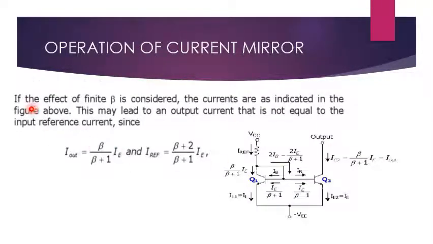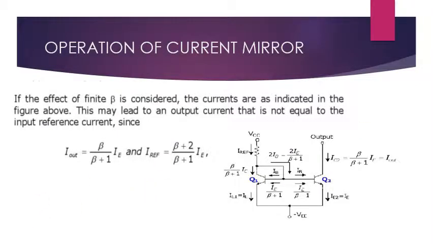Now actually, if the effect of finite beta is considered, what is beta? Beta is nothing but your current gain. The currents are indicated in the figure. See how I have indicated here. This may lead to an output current that is not equal to the input reference current. I output equals beta by beta plus 1 into IE, but the reference is twice beta plus 2 by beta plus 1 into IE. I am going to explain this relationship in the next slide, in detail.